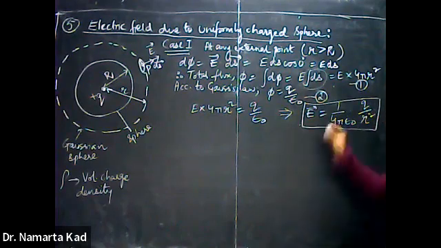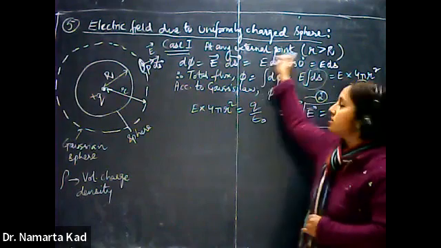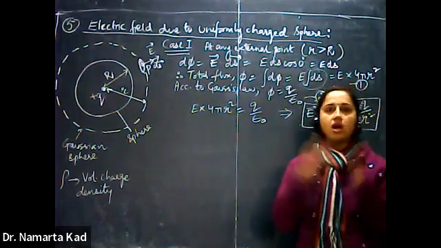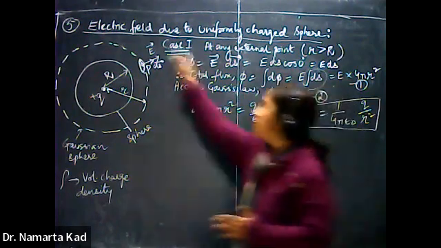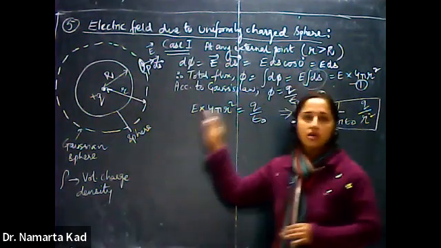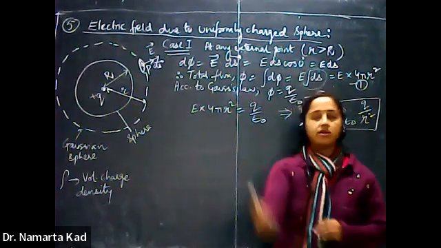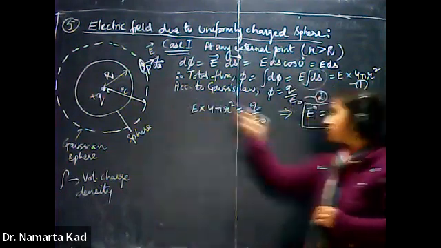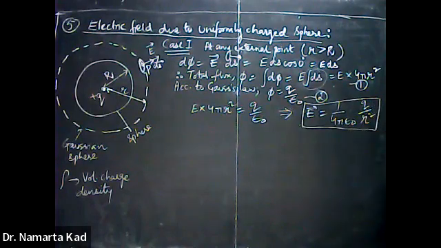Okay, so this is the electric field intensity for any point, considering any external point, that is, outside the charged sphere. If you consider any point outside, anywhere on the Gaussian surface around the charged sphere, the electric field intensity at that point due to this charged sphere comes out to be 1 by 4 pi epsilon naught Q by r square. Q is the charge on that sphere.